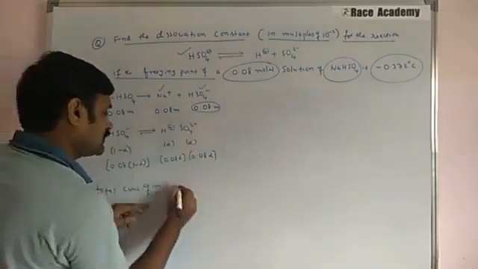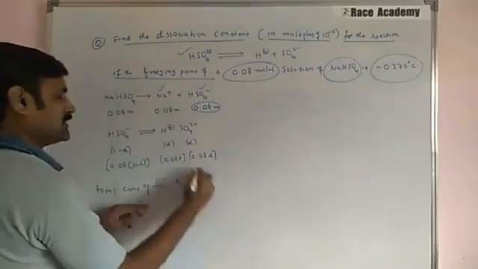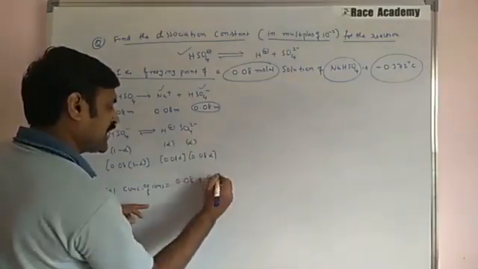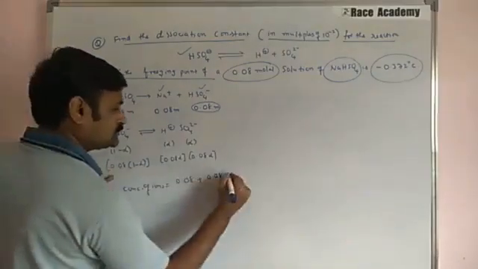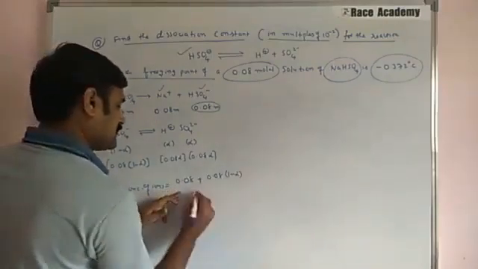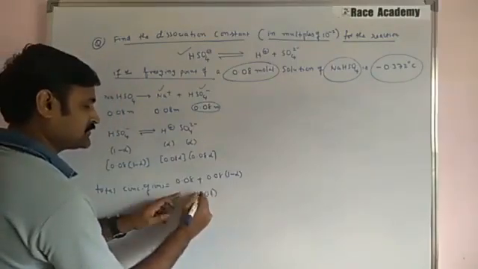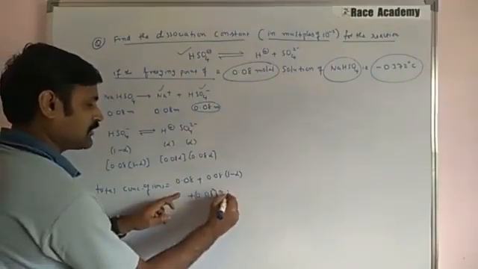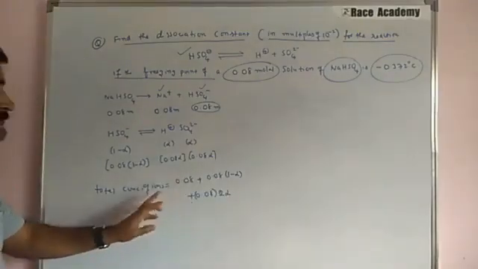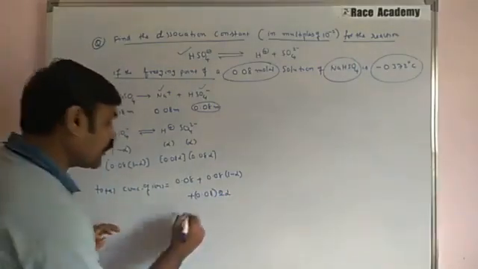Total concentration of ions or particles will become equal to how much? That is 0.08 of this sodium, plus 0.08 of this value, 1 minus alpha, plus we have 0.08 into 2 alpha, since it is 2 times. Okay, 2 alpha. So upon simplification, what we will get from this is nothing but 0.08.